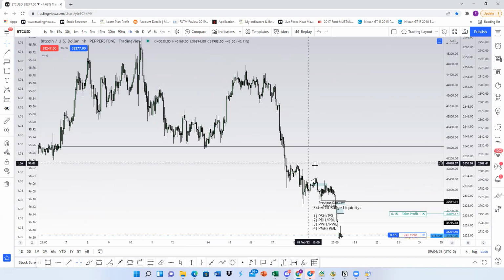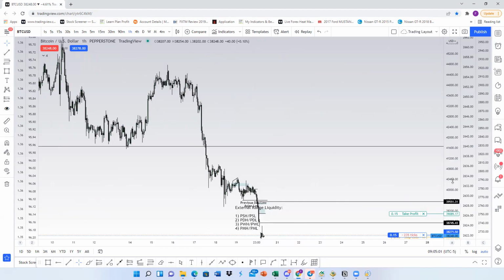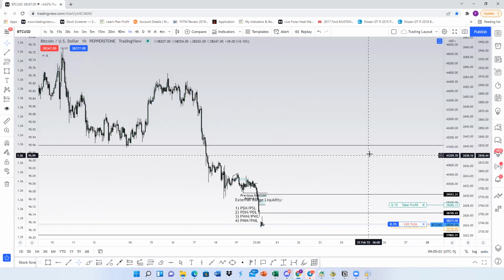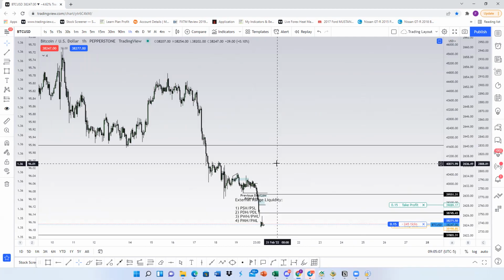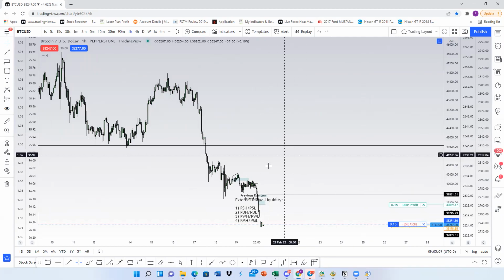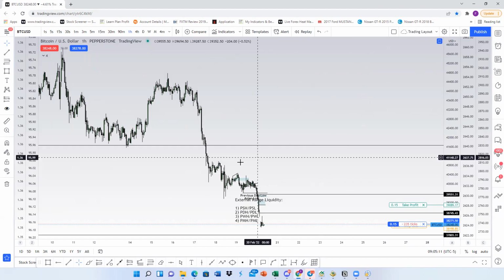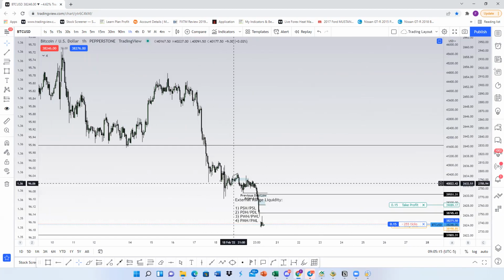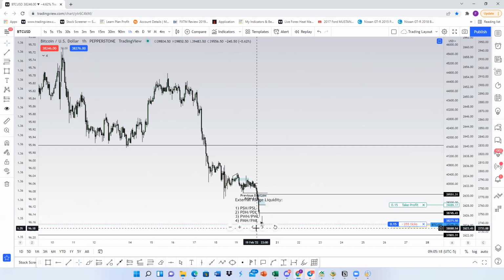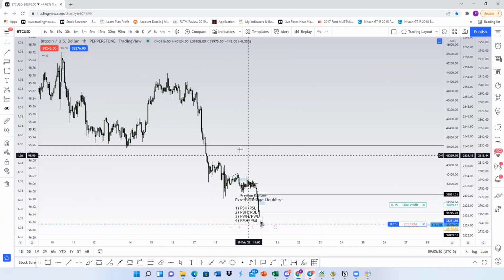And I said yesterday, I'm not sure if I said it on the video or on the Discord chat, when price goes down, obviously we are supposed to be looking for buying opportunities. Now, where's the buying opportunity? It's supposed to be either here, here, or here. And you can see that we failed.